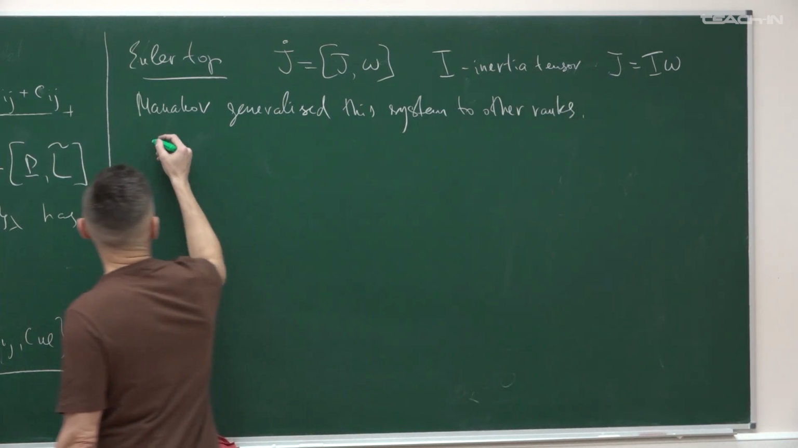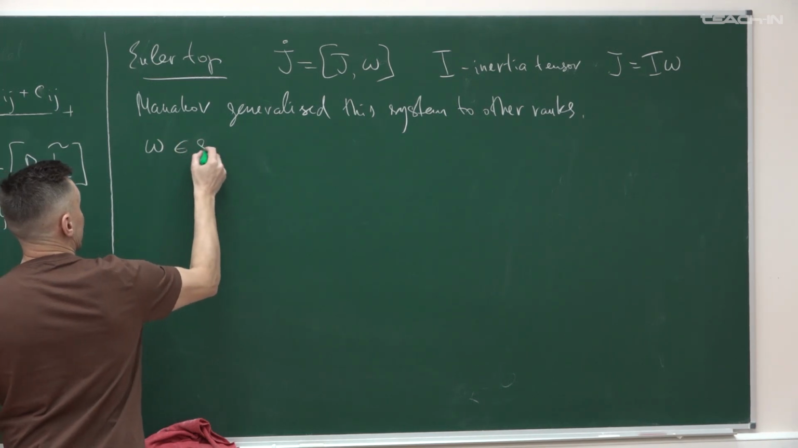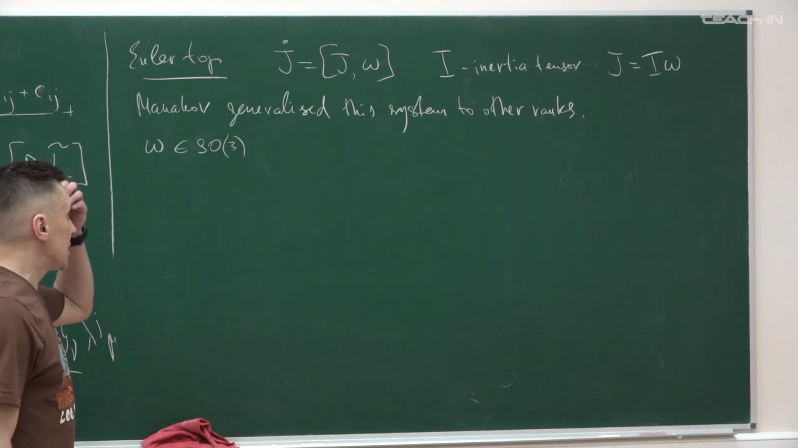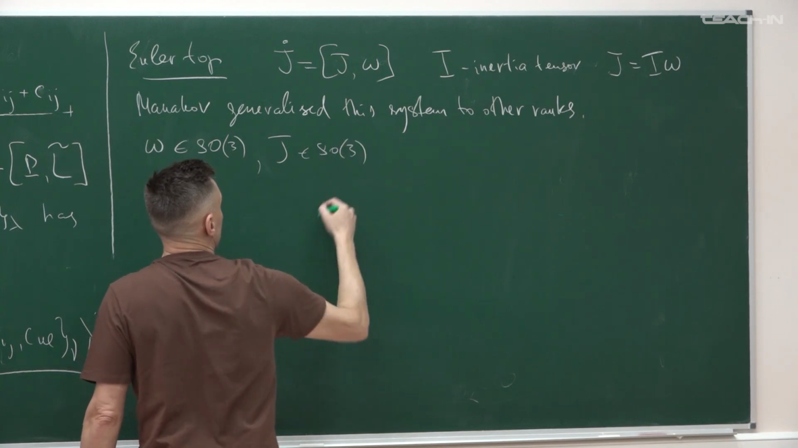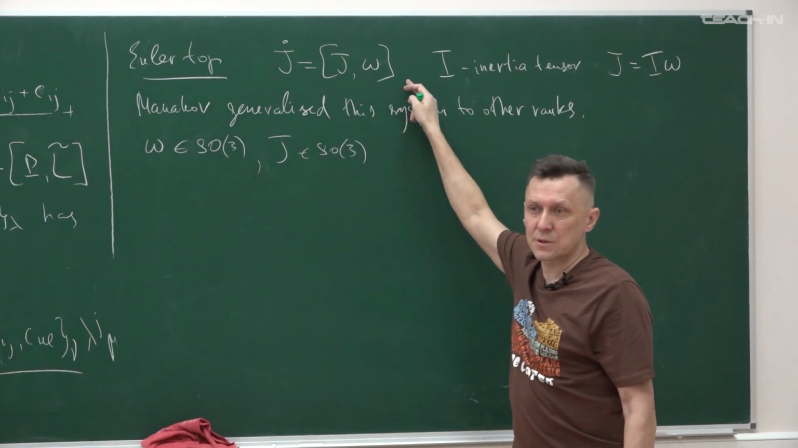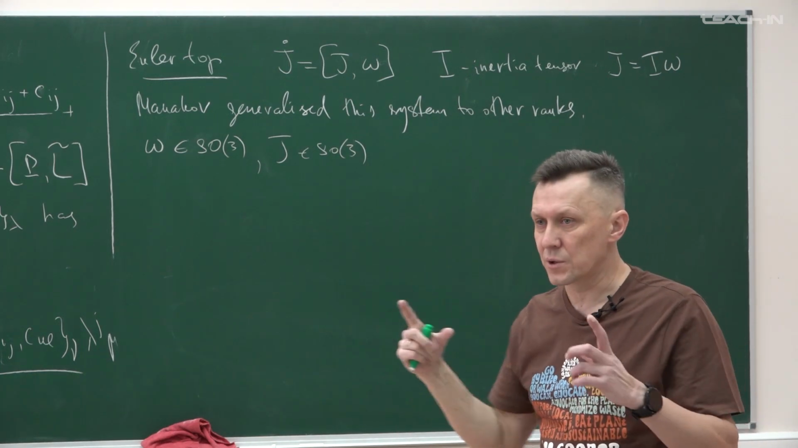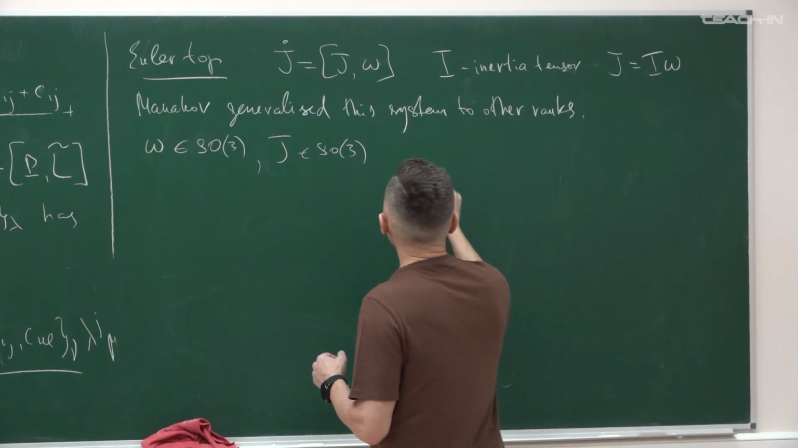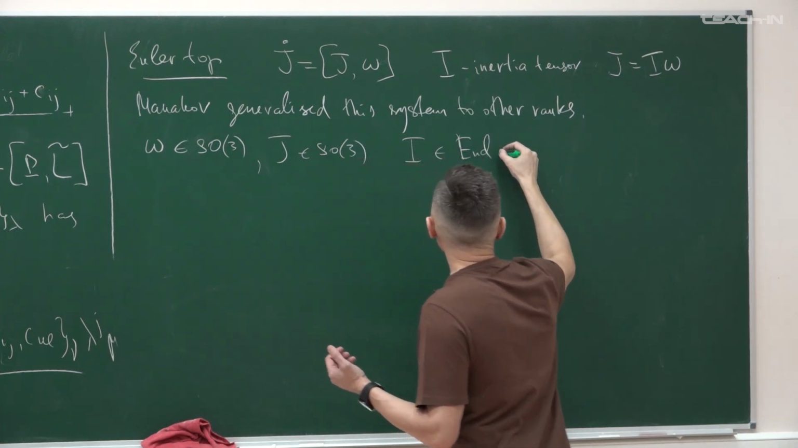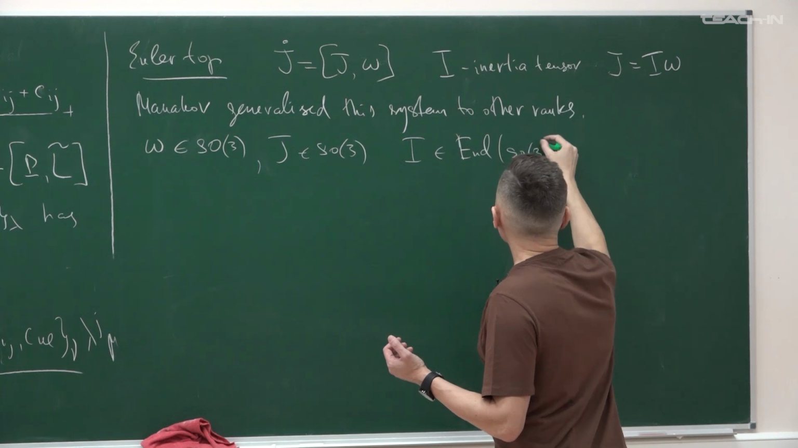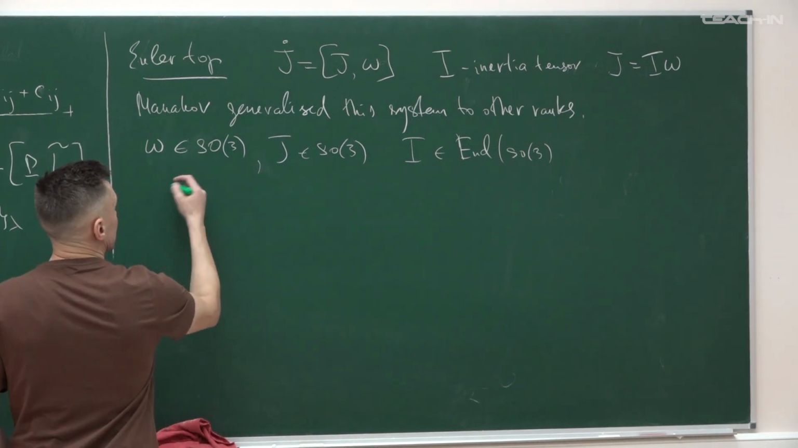So one could understand that this vector is an element of SO3, and G also an element of SO3. Then this is the commutator in SO3. The vector product in R3 represents the commutator in SO3. And E is just some endomorphism in SO3, so it acts like this. So Monakov generalized this system to the following.